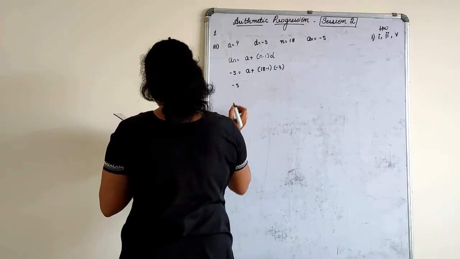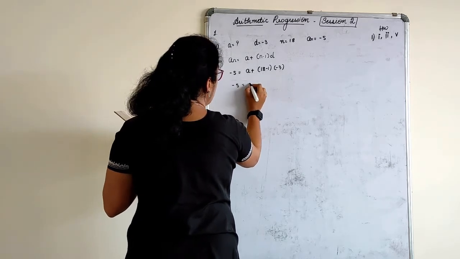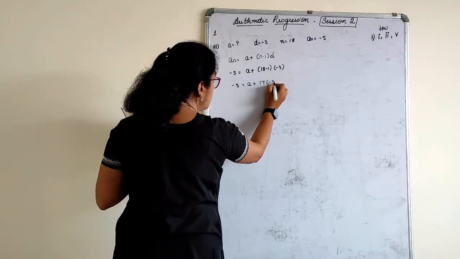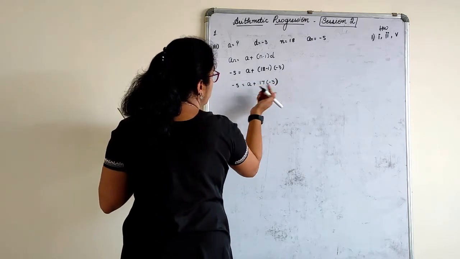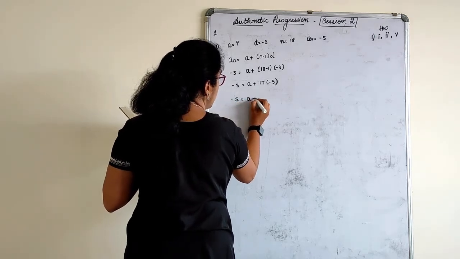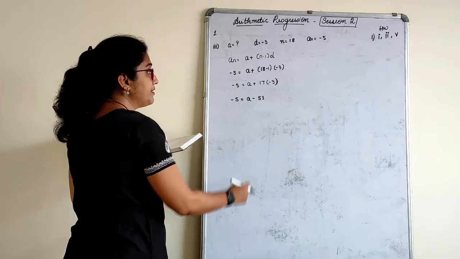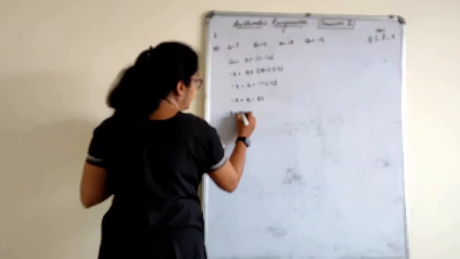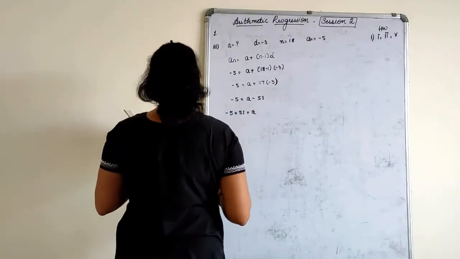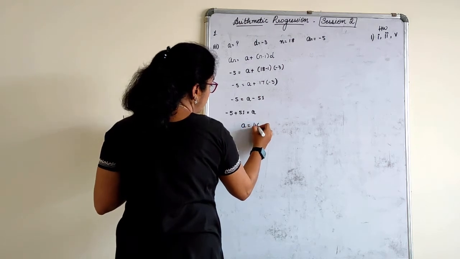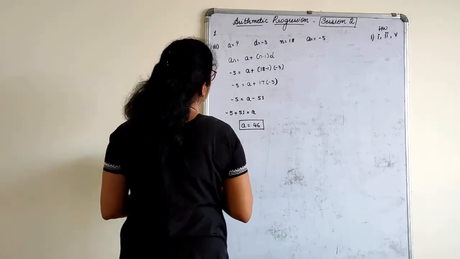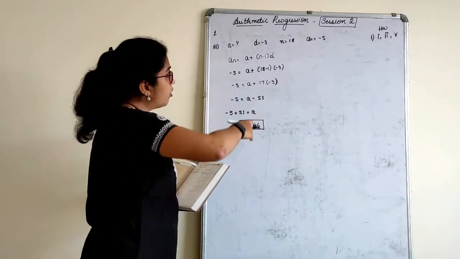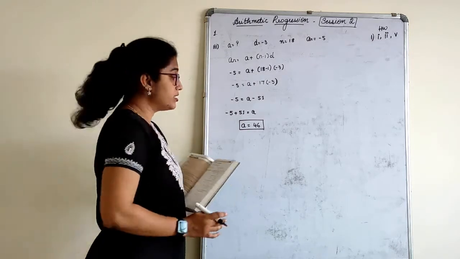So minus 5 is equal to a plus 17 into minus 3, since 18 minus 1 is 17. So multiply this. Minus 5 is equal to a minus 51. 17 threes are 51. Plus into minus is minus. Transpose 51 to this side. Minus 5 plus 51 is equal to a. Therefore, a is equal to 46. Right? So, fill in the blanks. You can make a tabular column in the beginning. Put all the blanks there. Go on solving it. Whatever is asked as a blank, just put it in that.